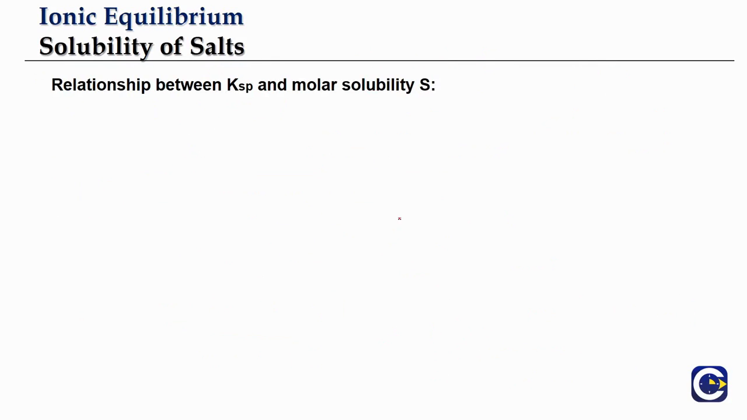So if you look at the relation between Ksp and molar solubility, this is one of the popular areas for numerical questions, because this doesn't involve much mathematical calculation. So what is molar solubility? It refers to the maximum amount of the salt that is dissolved in a particular volume of the solution. And Ksp is the product of concentration of ions raised to the powers at the saturation level.